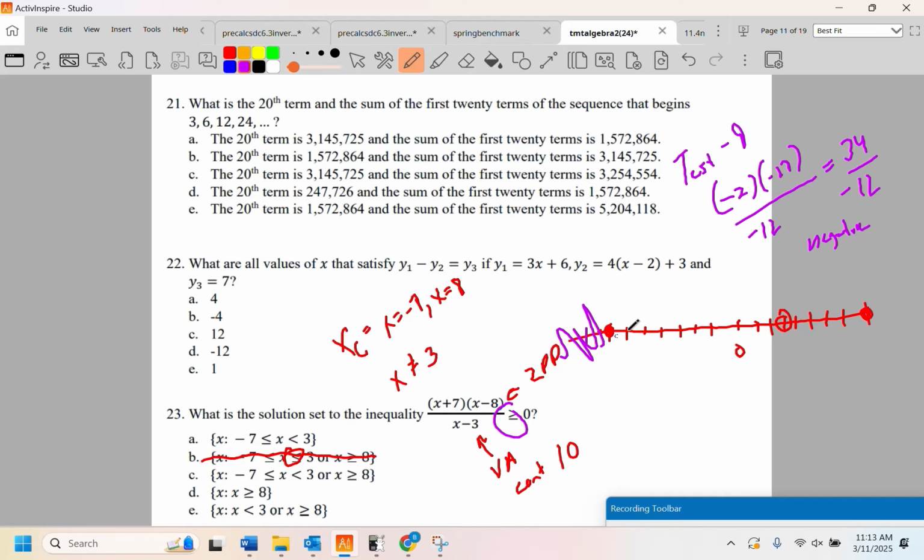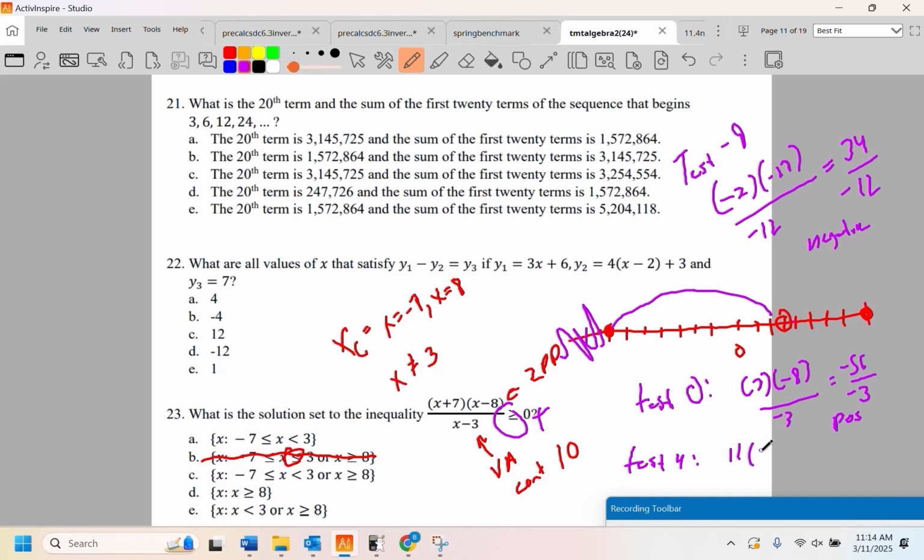I notice that 0 lies between these two things, so I'm going to test 0. All right, if I plug a 0 in, this becomes 7 times a -8, and that becomes -3. This becomes -56 over -3, and this is positive, so it's going to be true. I get to keep all this. And the last thing I'm going to do is test 4, see what happens to the right of that thing I couldn't be. So I test a 4. If I plug a 4 in, I get 11 times -4, sitting pretty over 1. And this is going to be -44, which is negative. So it fails the test.